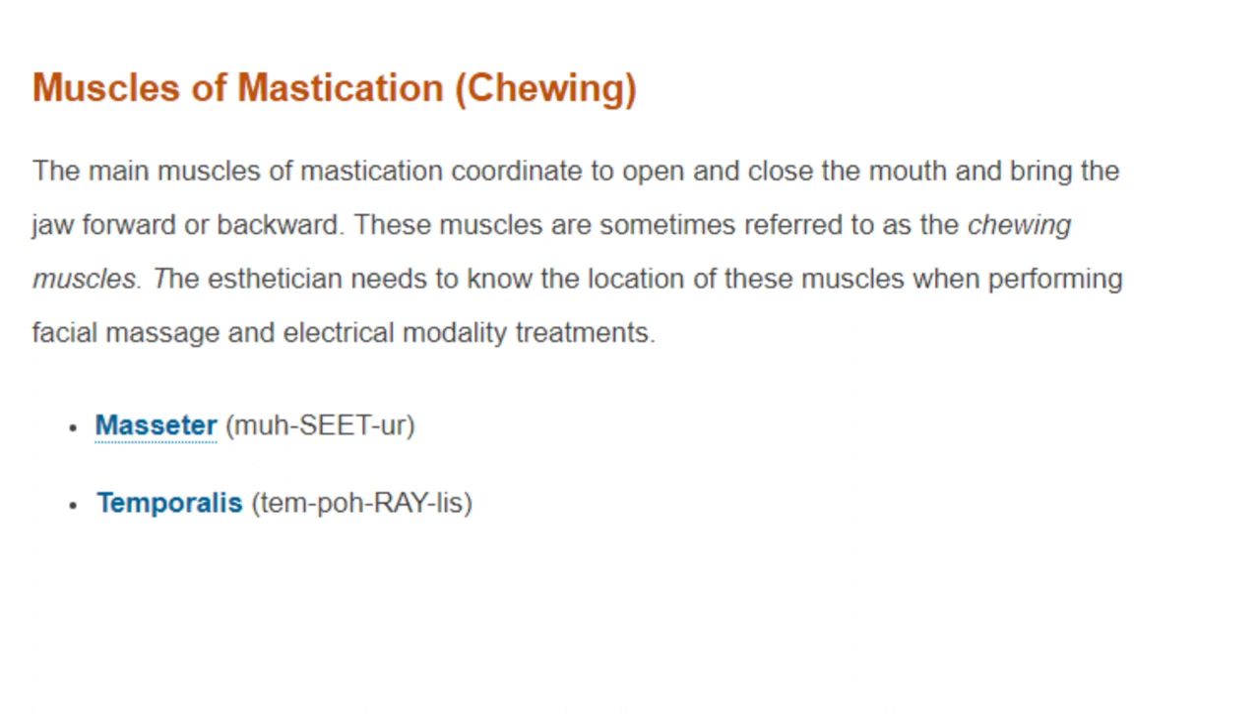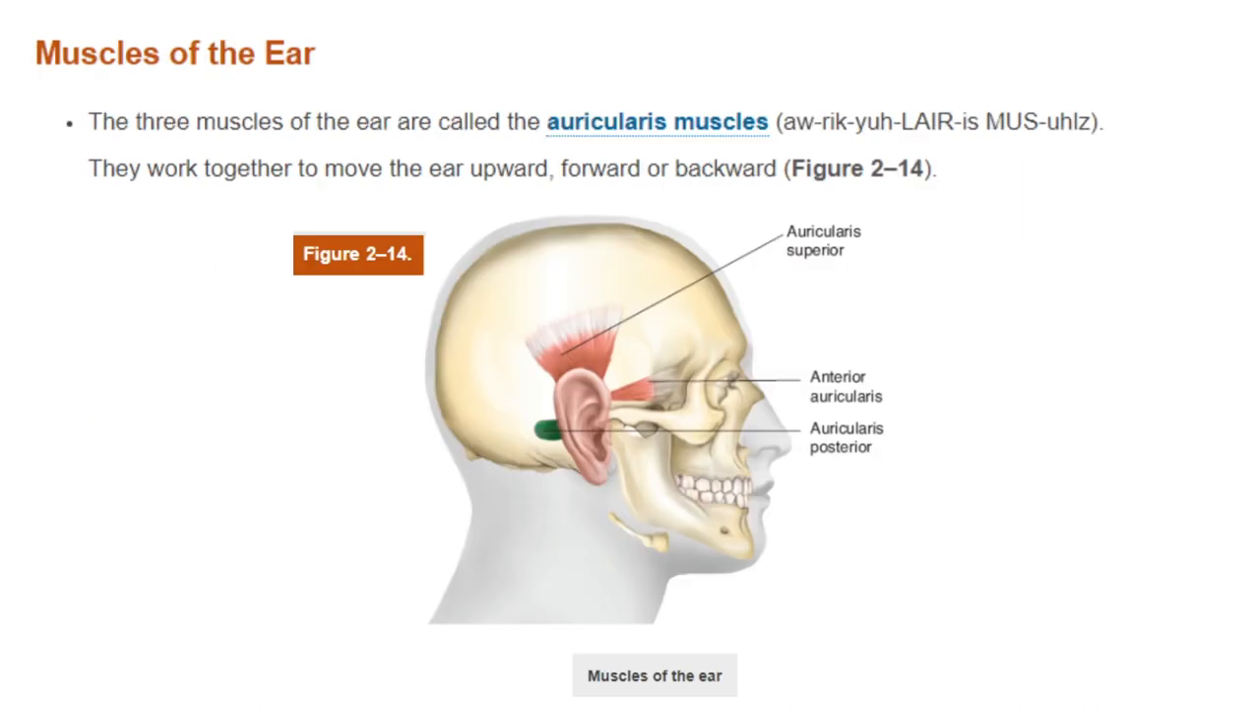Muscles of mastication, chewing. The main muscles of mastication coordinate to open and close the mouth and bring the jaw forward or backward. These muscles are sometimes referred to as the chewing muscles. The esthetician needs to know the location of these muscles when performing facial massage and electrical modality treatments. Masseter. Temporalis.